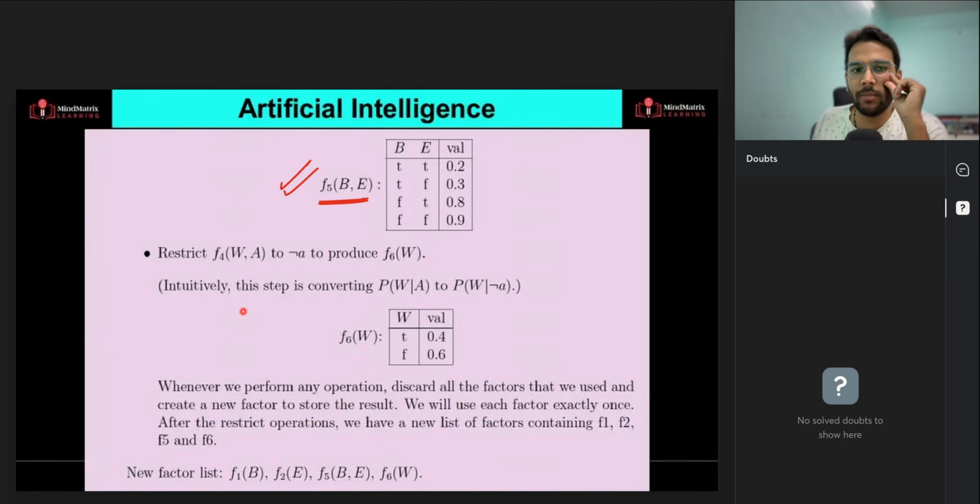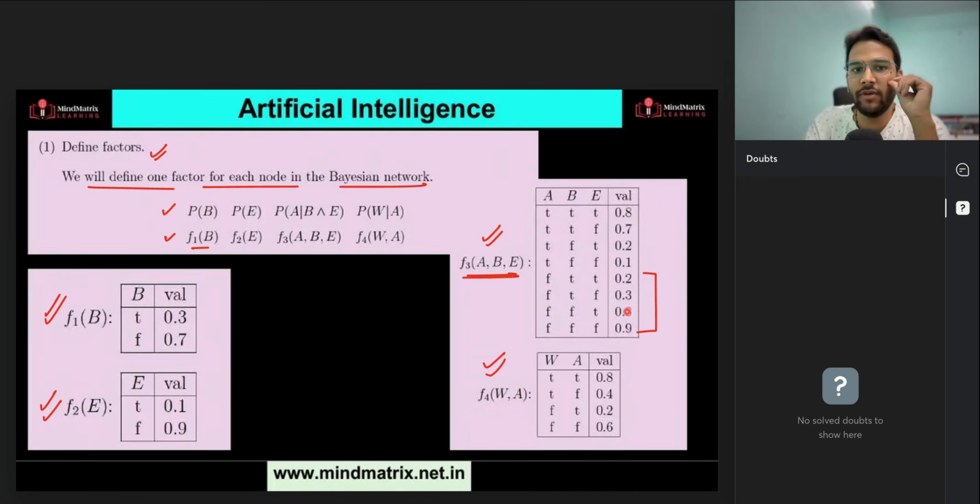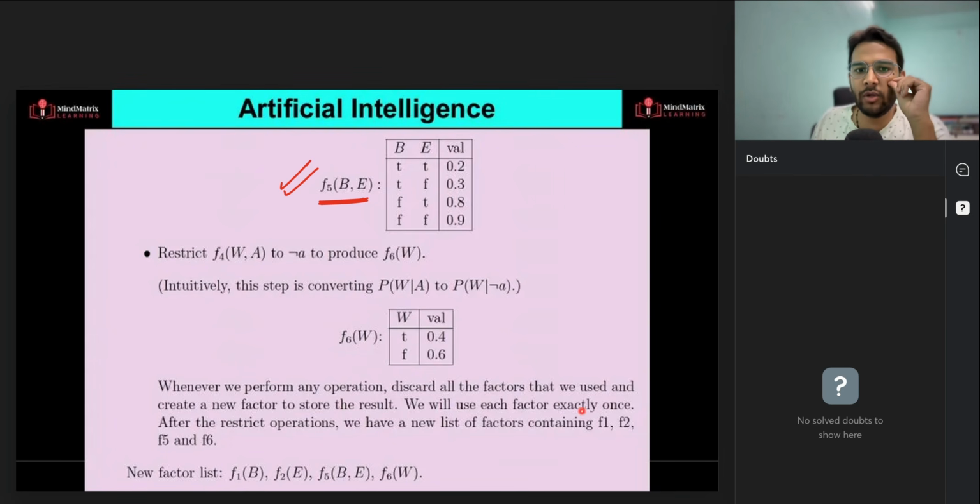Now you have new factor B comma E. Now further we can reduce here also, not of A. So here also not of A, that means this value and this value will come up, 0.4 and 0.6. And you can form a new factor over here, let's say F6 of W, right? Are you getting it? When I say summation over some variable, how we are eliminating it? By performing the same set of operations. First restrict operation we are performing so that we can reduce it. Okay, similarly we can do it.